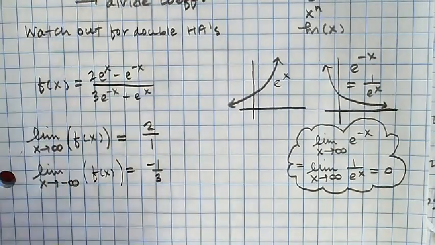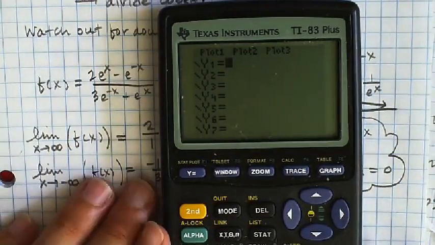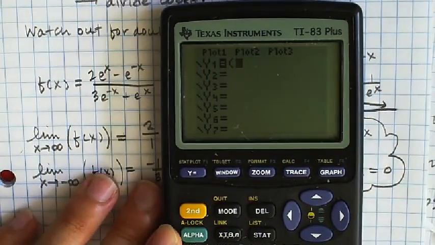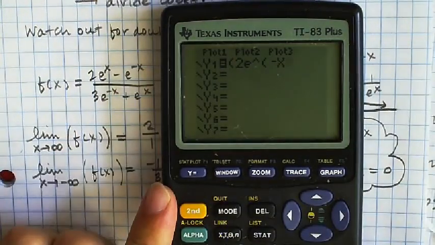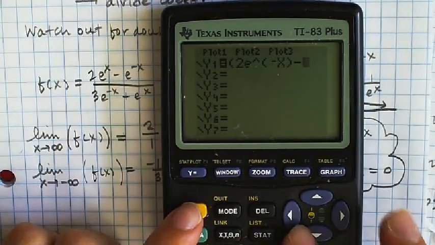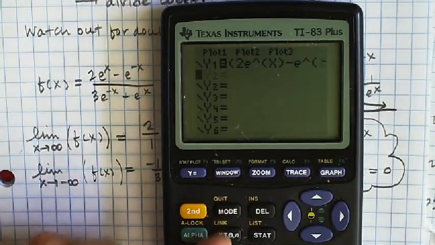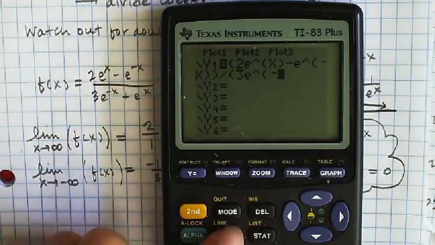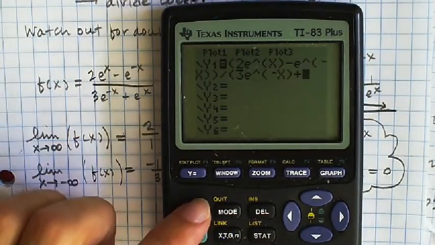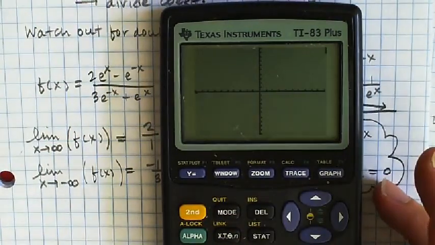And again, I don't know if this is a good idea, but I'm just going to try it. I'm going to graph this thing. So it's an 83, so you've got to be judicious with your parentheses. 2e to the negative x minus, wait, no, positive x minus e to the x. That's the numerator, divided by 3e to the negative x plus e to the x. And let's just have a look at this, see what it looks like.